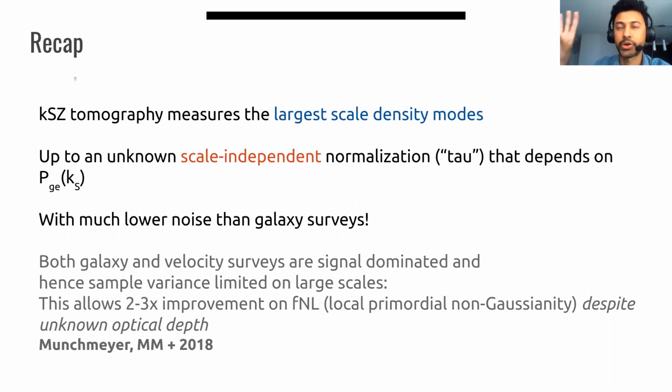So that's what you can do despite having this astrophysical uncertainty from the optical depth or the unknown P_ge on small scales, which you don't know, right? So you can marginalize over that fully, but since it's just an amplitude uncertainty and you're looking for a scale dependent effect, you constrain f_NL really well.